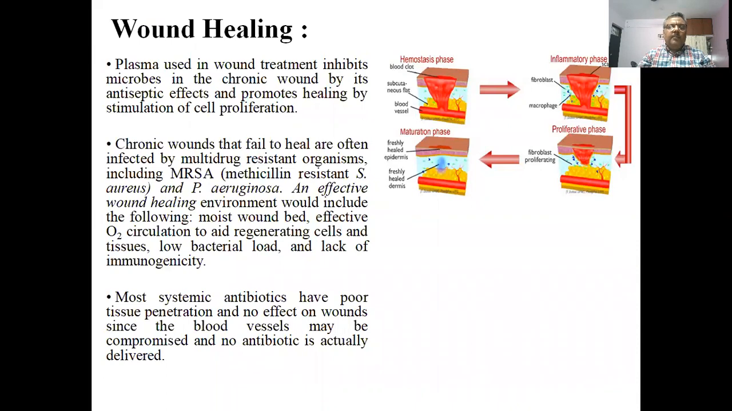An effective wound healing environment would include the following: a moist wound bed, effective oxygen circulation to aid regenerating cells and tissues, low bacterial load, and lack of immunogenicity. Most systemic antibiotics have poor tissue penetration and no effect on wounds since the blood vessels may be compromised and no antibiotic is actually delivered.